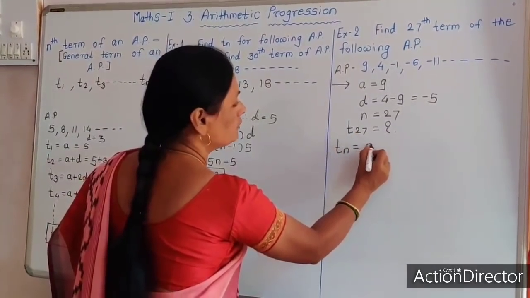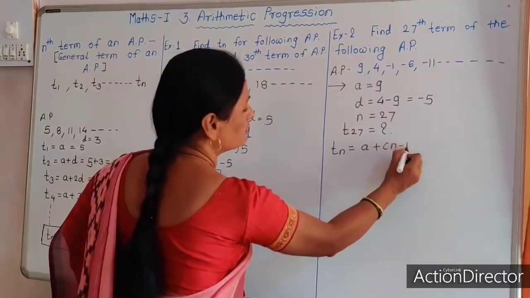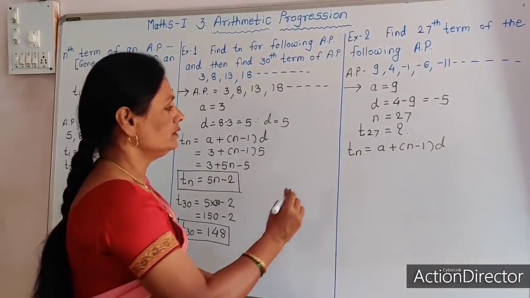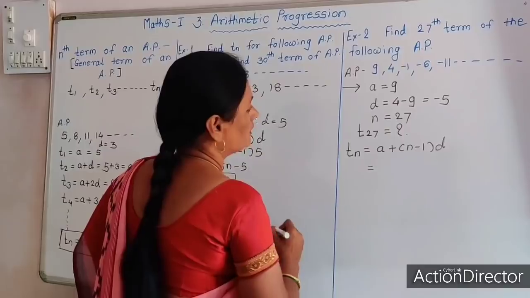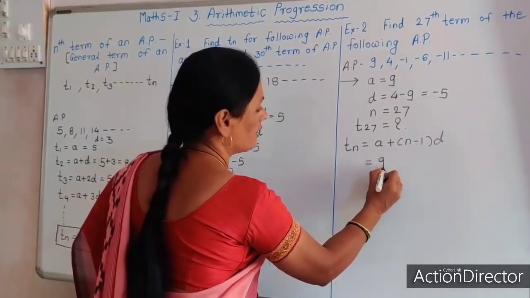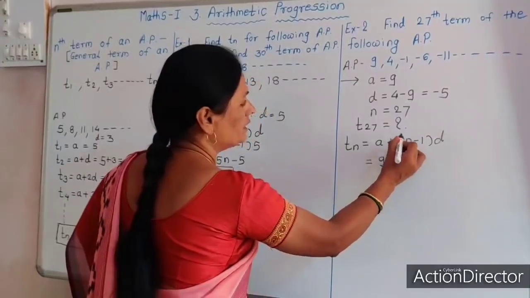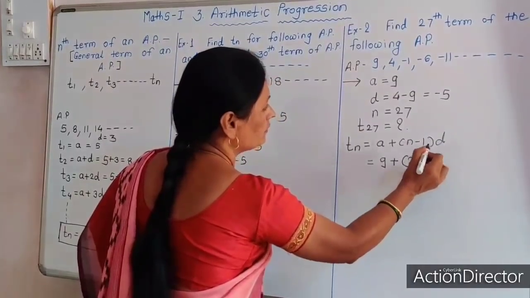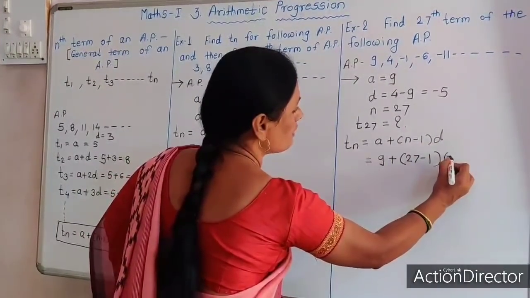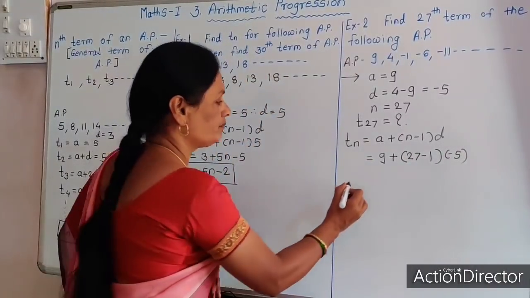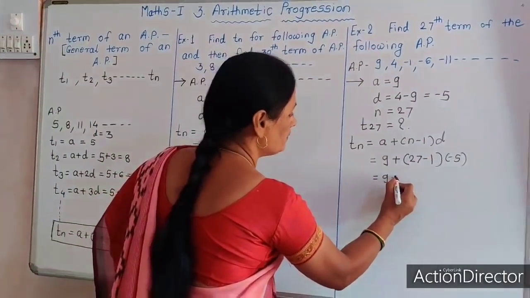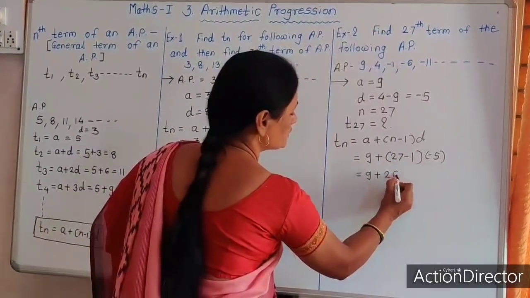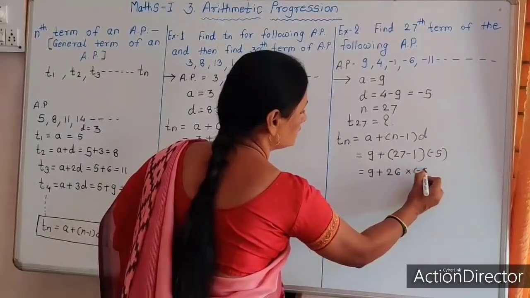Tn is equal to A plus n minus 1 into D. We put the value of A, 9, plus the value of n, 27, minus 1, into the value of D, minus 5. That is equal to 9 plus 26 into minus 5.